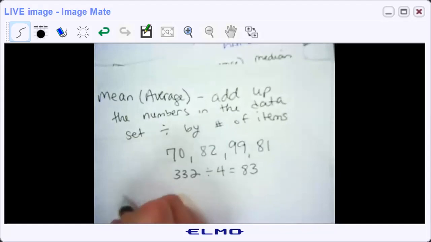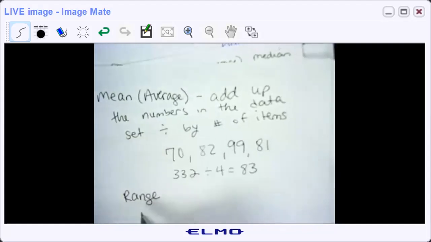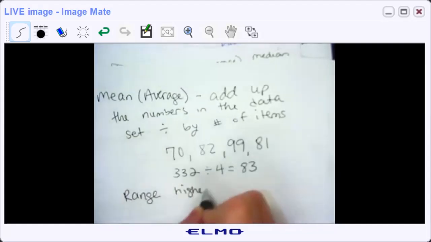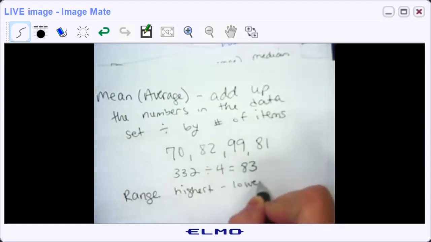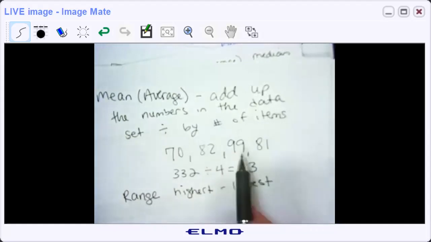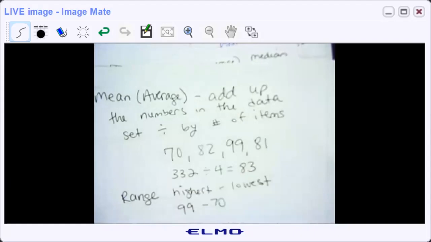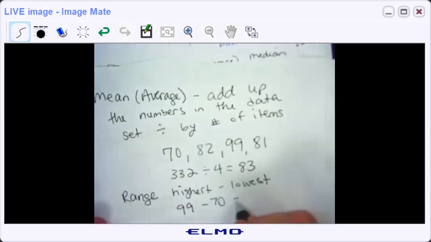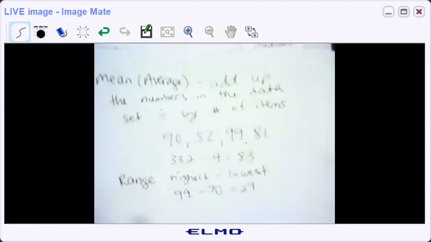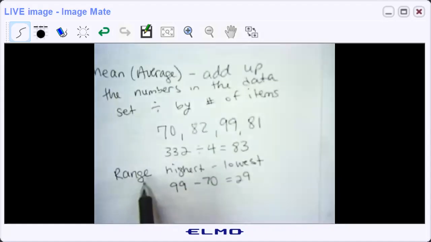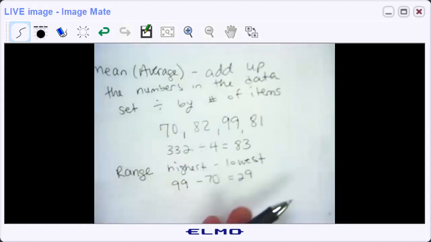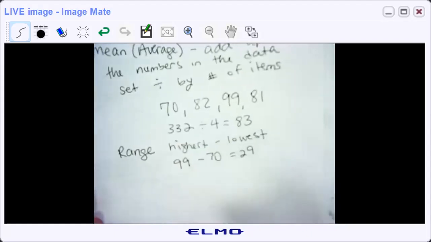Okay, the next thing is range. We'll do the same 4 numbers for range. So the range is just the highest minus the lowest. If I look back up at my test scores, my highest test score was 99 and lowest test score was 70. So just subtract those numbers to get 29. So that's how you find the range. This is not asked as often as mean and median, but I still wanted to remind you what it is.